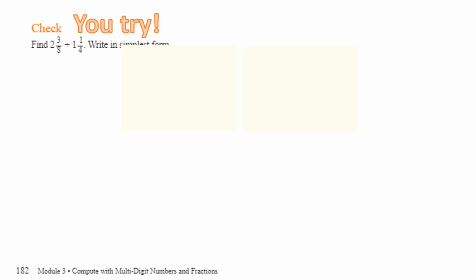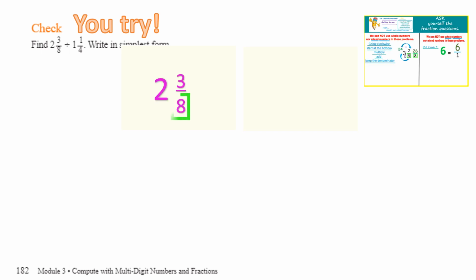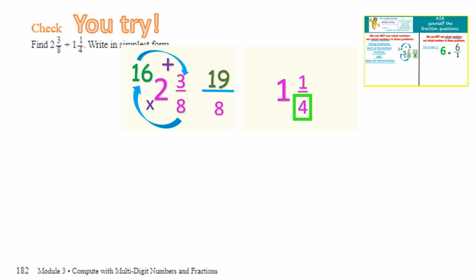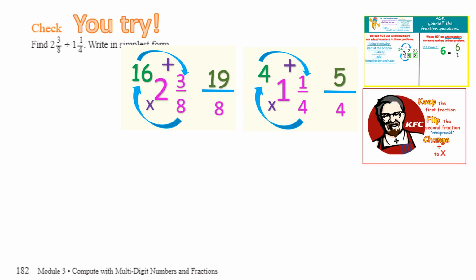So hopefully you realize you have to change both of those into improper fractions. You have 2 3/8. You started at the bottom, you multiplied and got 16, and then you added and got 19, and you kept your denominator of 8. Then with the 1 1/4, you started at the bottom, you multiplied, you got 4, then you added and you got 5. You kept your denominator of 4. Hopefully you set up your new math problem then, which is 19/8 divided by 5/4.